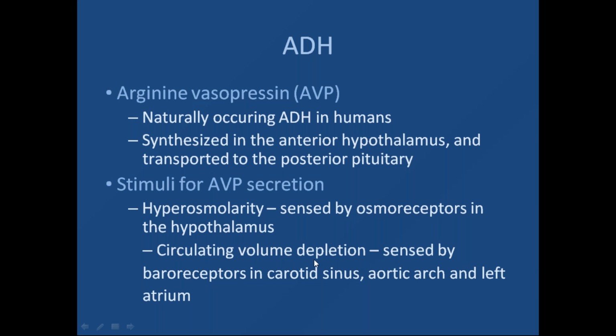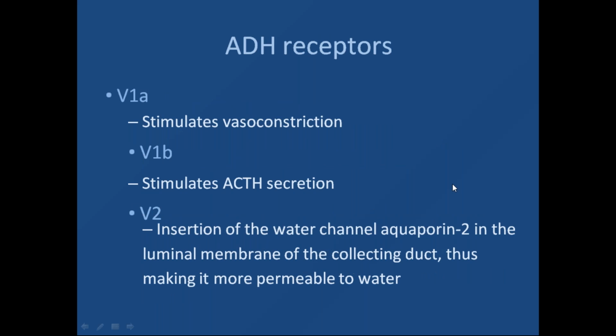So this circulating volume depletion is sensed by the baroreceptors in the carotid sinus. Okay, carotid sinus, aortic arch, and left atrium. So these carotid baroreceptors give feedback to the hypothalamus. And so after sensing the hyperosmolality and decrease in the volume, the ADH receptors are stimulated. The ADH is secreted. Then they act on the ADH receptors.